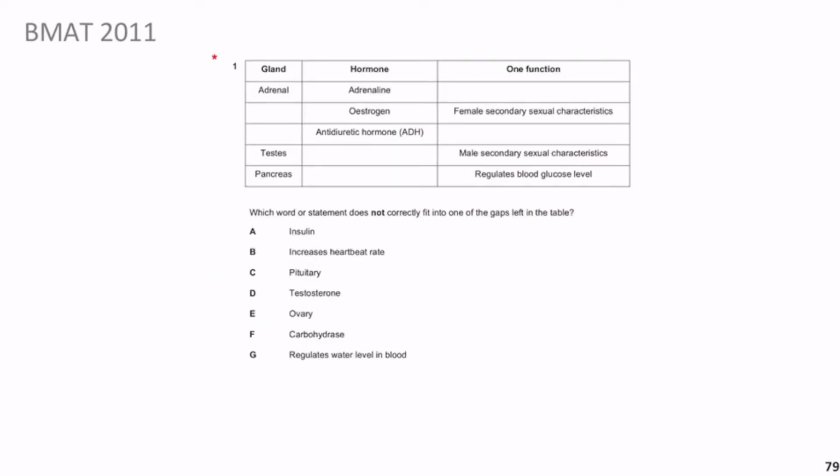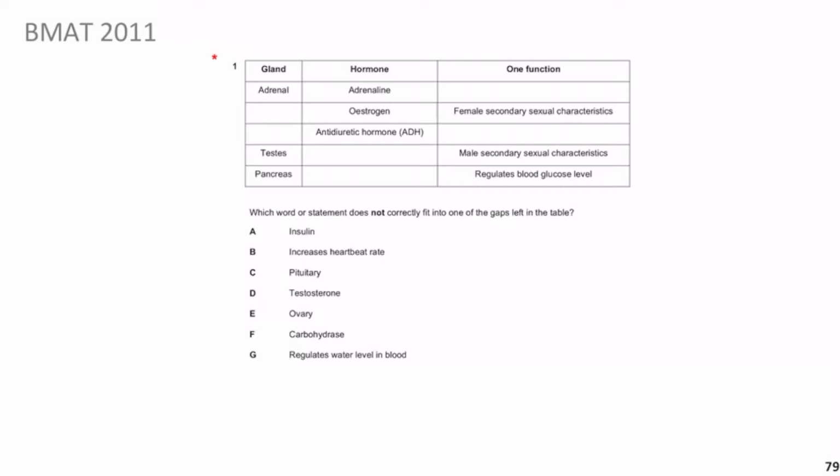But now, guys, we move on to BMAT 2011 question 1. So we have a table with the gland, its hormone, and some of its functions. It says which word or statement does not correctly fit into one of the gaps left in the table. So guys, pause the video, give yourself a minute, and be sure to come back where we'll be going through the answer. Okay, guys, so let's go through this.